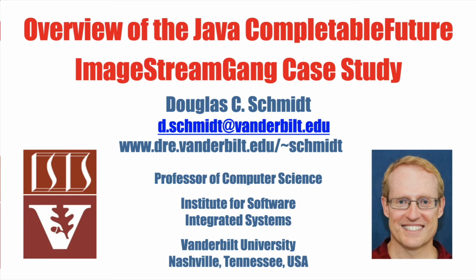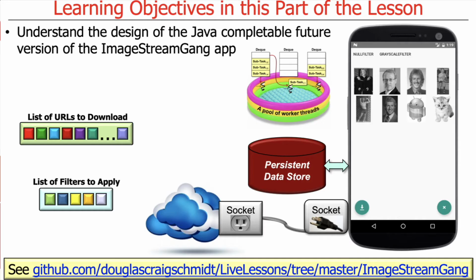So what we're going to do now is take a look at a case study that illustrates Java completable futures. This case study is something called the ImageStreamGang case study. We've talked about this before in other contexts. Now we're going to talk about it in the context of Java completable futures.